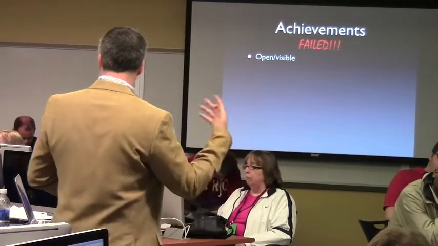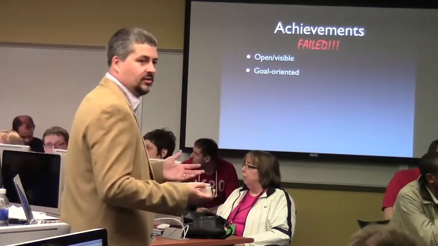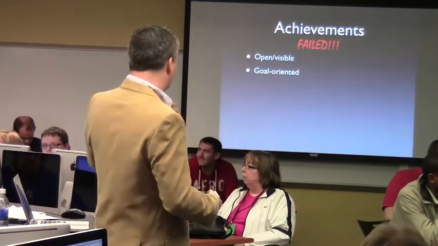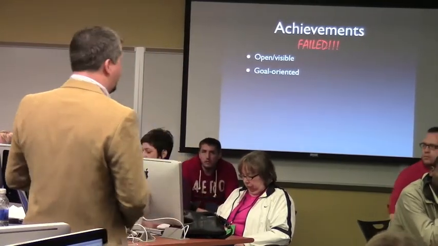We need to be able to see them and see kind of what the achievement list is per se. And that goes to goal-oriented. If they could see them, they could say, okay, I want to shoot for achievement 1, 2, and 4. It gives them an idea of kind of what they want to aim for.